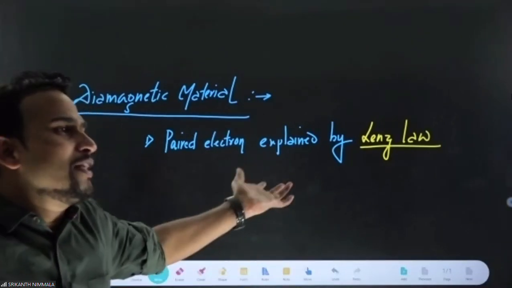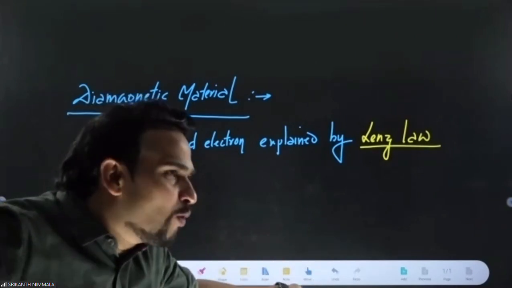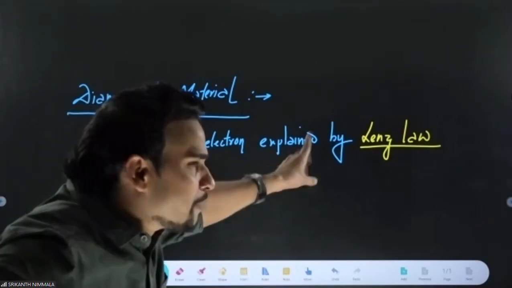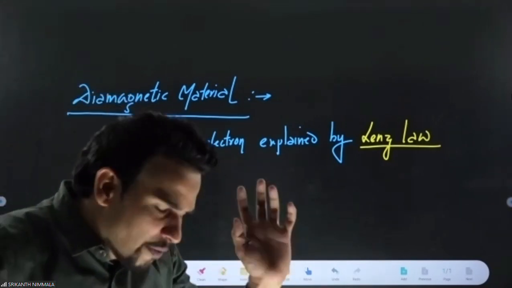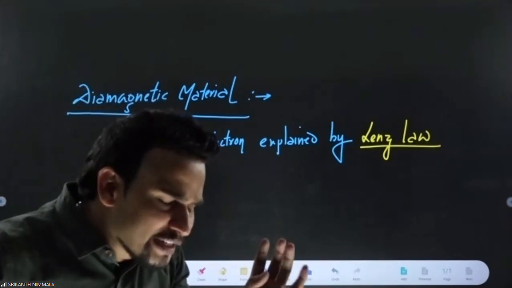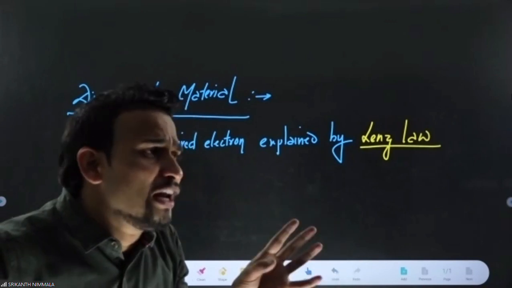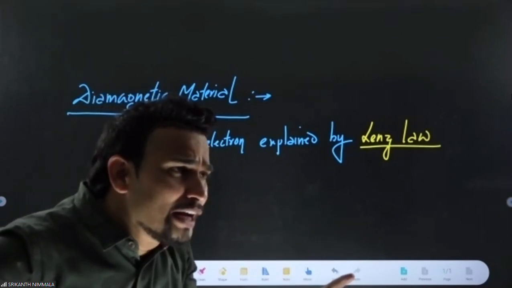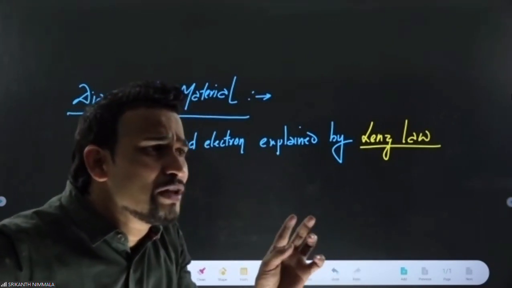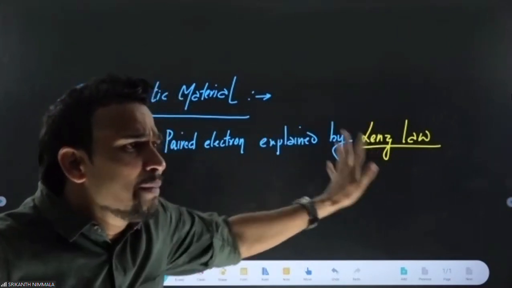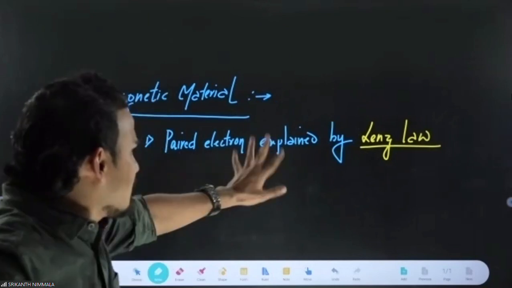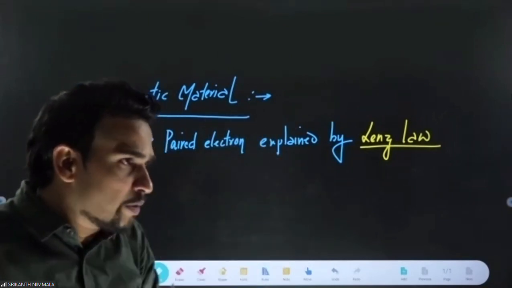Paired electron phenomena is explained by Lenz law. So always remember, first thing, if a body is showing diamagnetism, that means the body has paired electrons. And how do we explain diamagnetic property? We explain it with the help of Lenz law. Lenz law we'll study in our chapter, EMI. Okay, no problem. Now understand. You write the next point.